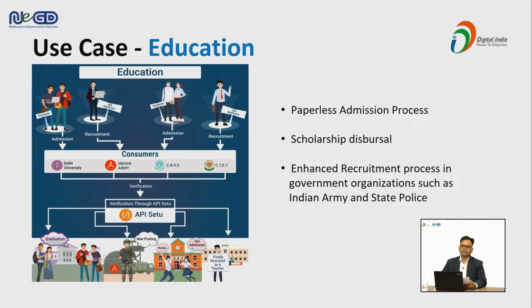Along with this, we have the use case of paperless admission process, scholarship disbursal, and the recruitment process that is transforming. There was a lot of time getting wasted, with a long recruitment cycle. Candidates had to wait a year to get their confirmation or document verification. Now with the use of the API Setu platform, they have transformed their recruitment process, and their recruitment cycle has reduced to around 50% of the time. They are able to save a lot of time in document verification.